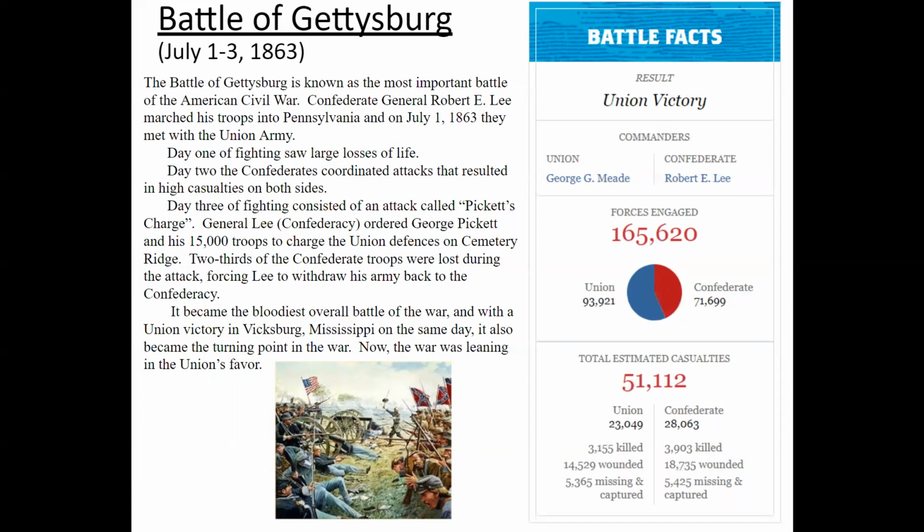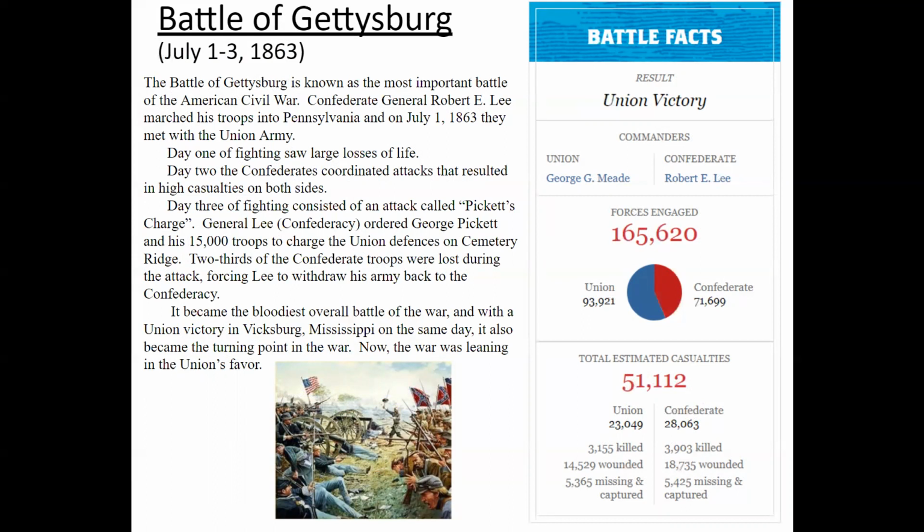On day 1, there was a huge, large loss of life. On day 2, the Confederates were able to coordinate attacks that resulted in high casualties on both sides. And if you remember, the Union is able to spare more lives because they have a larger population, whereas the Confederates, not so much. They're very limited on what they have.